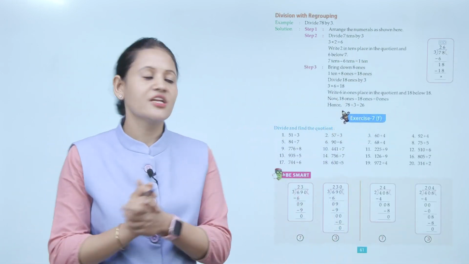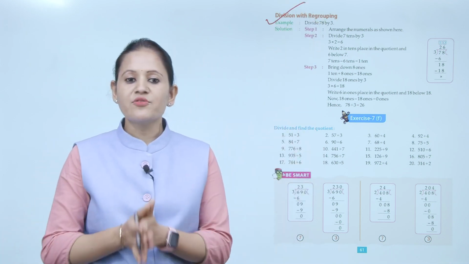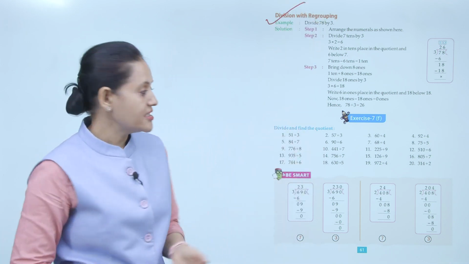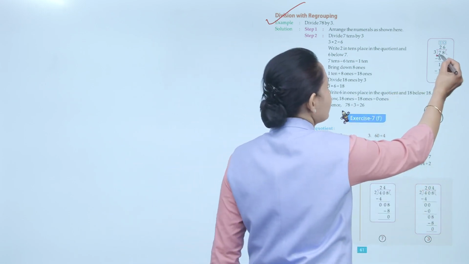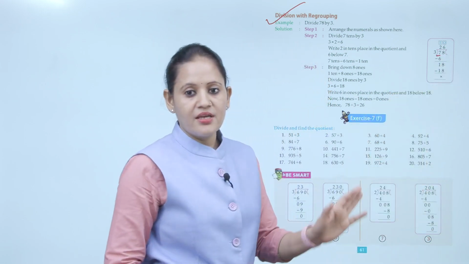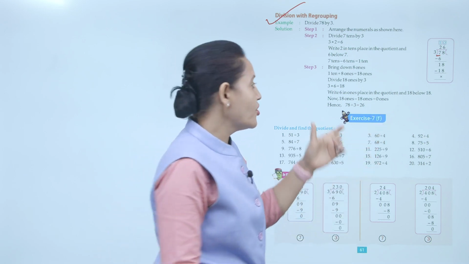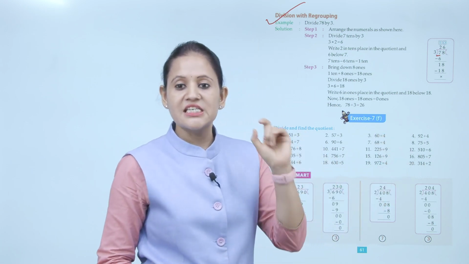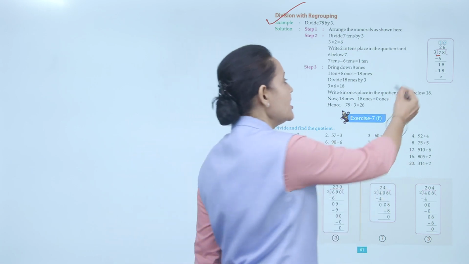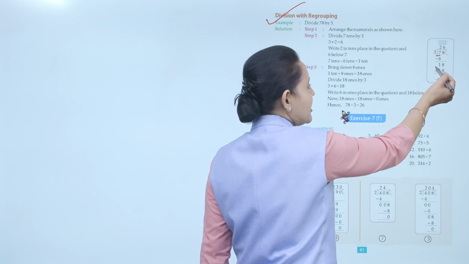Next, division with regrouping. Now we have to divide 78 by 3. 78 को हमें 3 से divide करना है. The leftmost digit, that is 7. Now we know there is no number like 7 in 3's table. So we'll call the 3's table till we get a number which is just less than 7. So 3 2s are 6. We'll write 6 here, subtract करेंगे, we'll get 1.